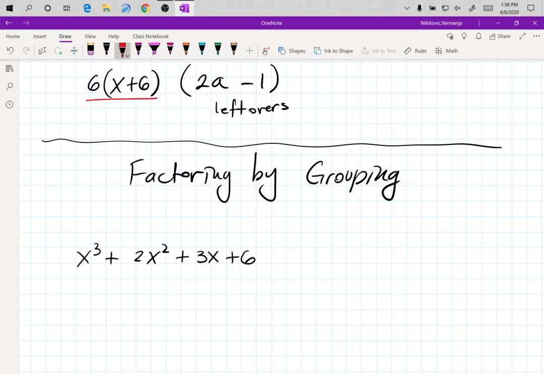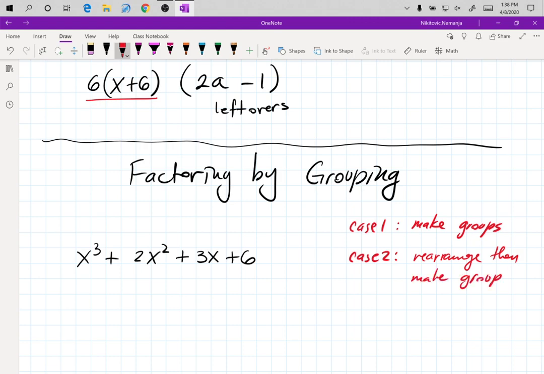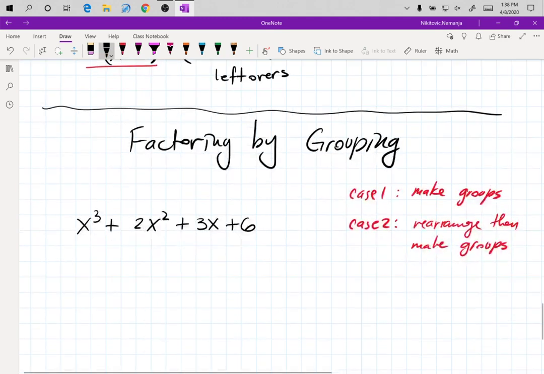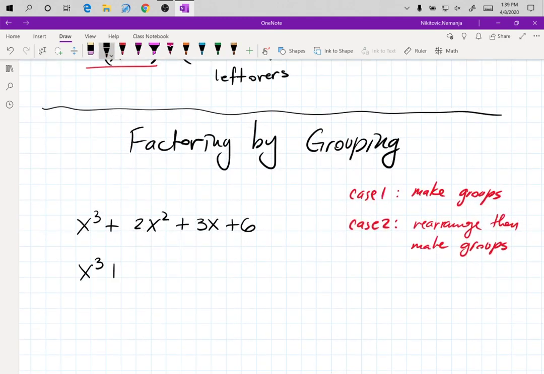Case 1, make groups. Case 2, rearrange, then make groups. In this case, I can just make groups because it's going to work just fine. Here's the group over here and the group over here.